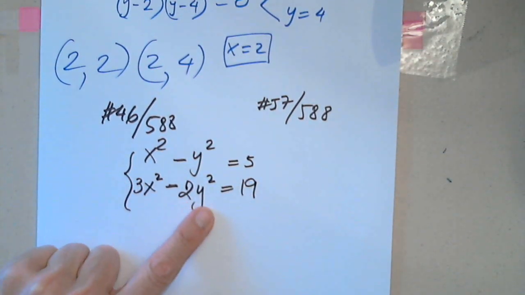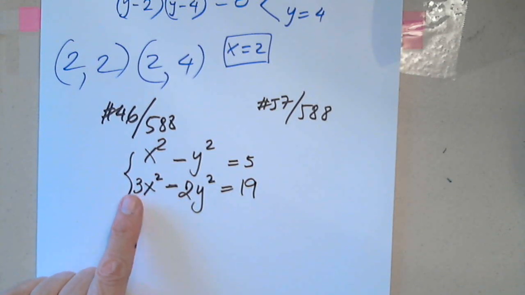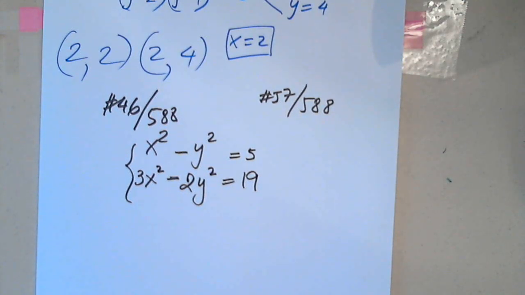Twice the square of the second number subtracted from 3 times the square of the first is 19. The typical situation for what we just looked at. Of course, I can substitute or eliminate, whatever.